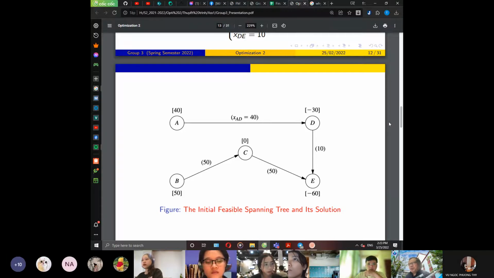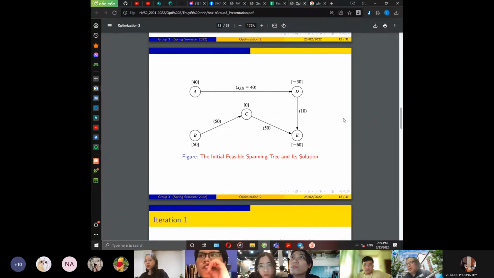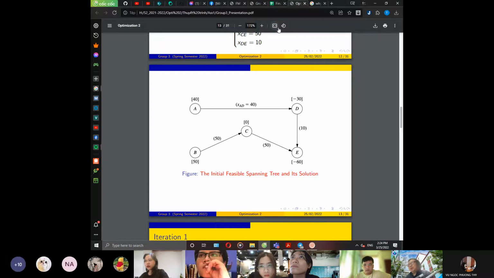So we can compare. But for example, at the beginning, in the problem at the beginning, A is 50. A is the supply node, and it's 50, not 40. So why here is 40? You see? And B is 40, and now B is 50. Why? Not reasonable. So you have to explain.